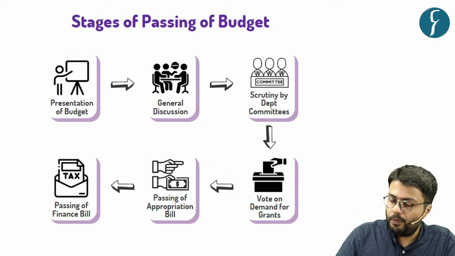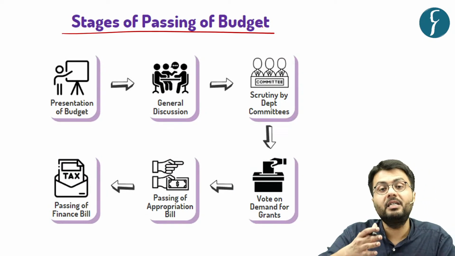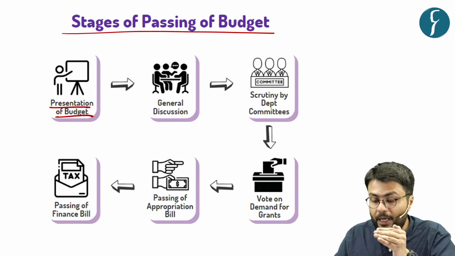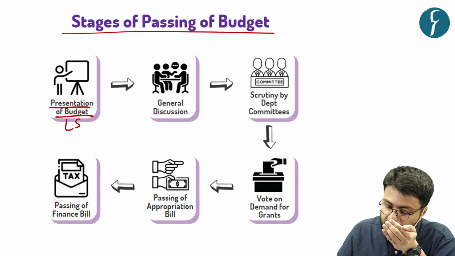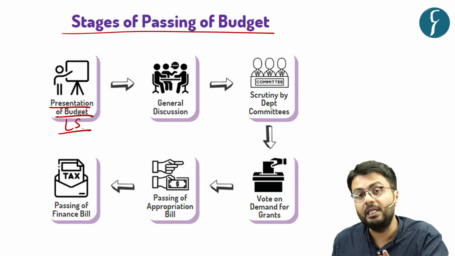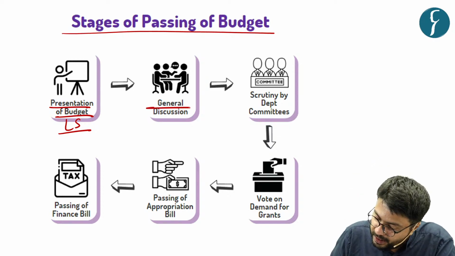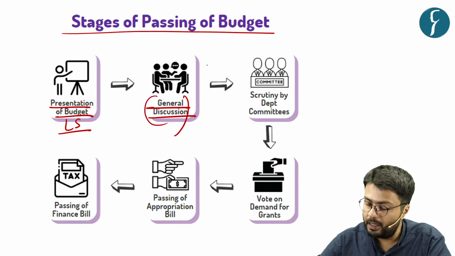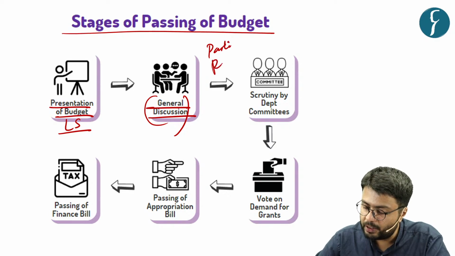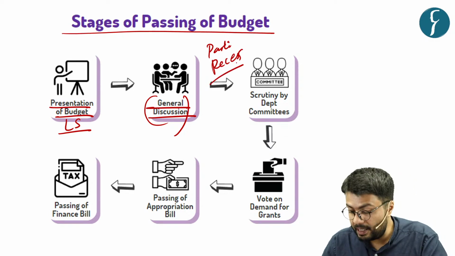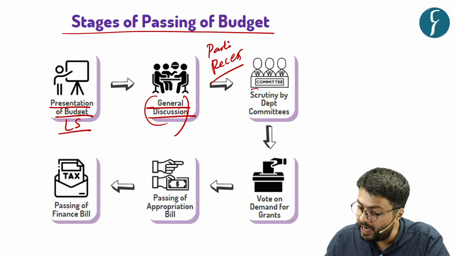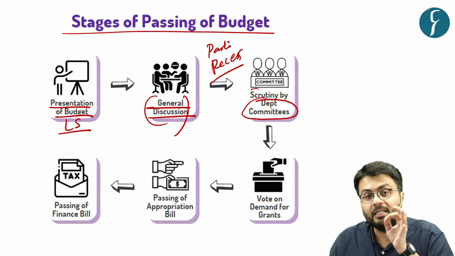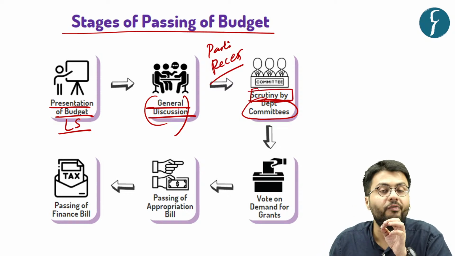Now let us understand the various stages through which the budget is passed in the parliament. Yesterday the finance minister presented the budget on the floor of the house, that is, the Lok Sabha. After the budget is presented by the finance minister, it is subjected to a general discussion on the floor of the house, and after the general discussion is complete, the parliament goes into recess. During this recess, the budget is referred to various standing departmental committees which are specifically formed to assess and scrutinize the various aspects of the budget.